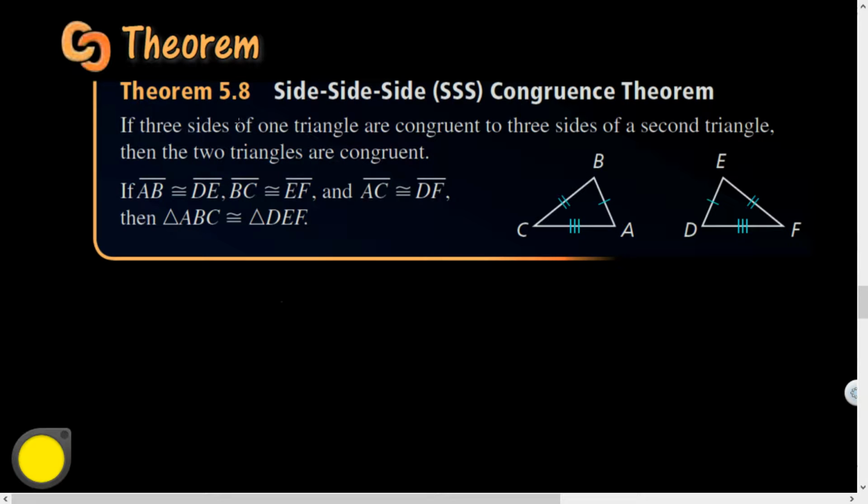Now that didn't sound congruent. Ding, ding, ding. I don't know. There we go.